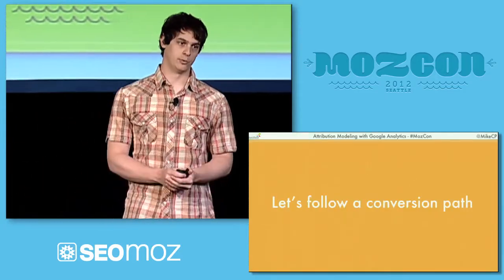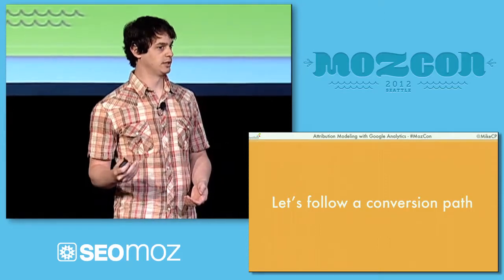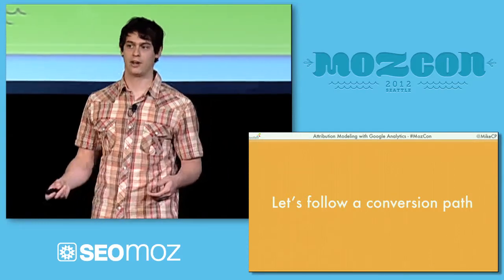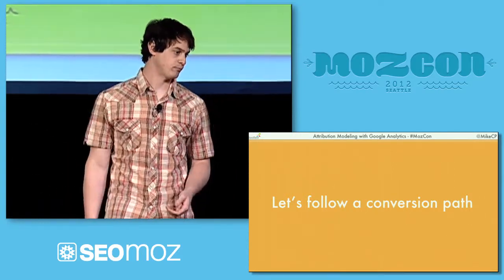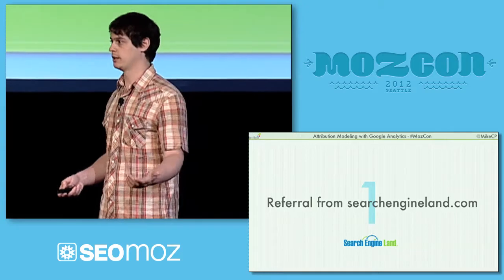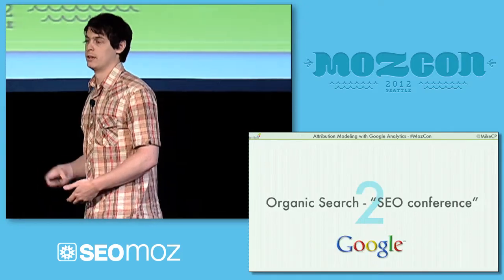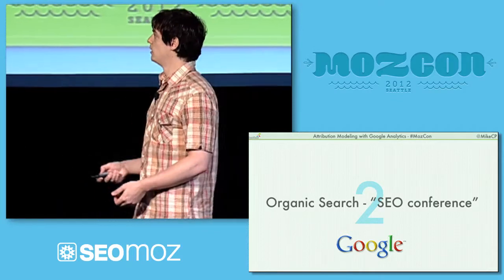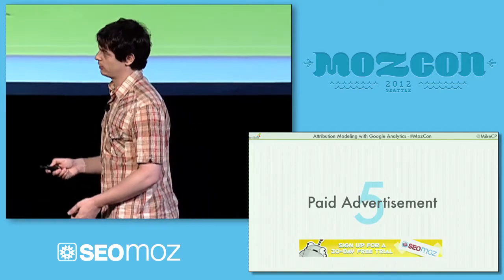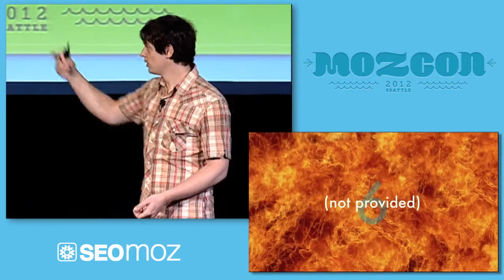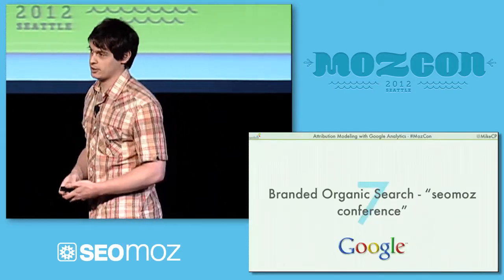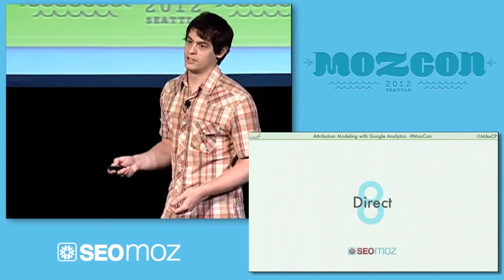So let's follow a regular conversion path. This isn't a real conversion path, but it's a very realistic one. Let's say this is an SEOmoz conference ticket, a very high value item, like $1,500 or whatever it is. The first touch, the first exposure to SEOmoz.org, is a referral from Search Engine Land. They click a link from a blog post maybe about SEO conferences. Then there's an organic search for SEO conference. Then there is a referral from Twitter, a direct visit, a paid advertisement click, a branded organic search for SEOmoz conference, a direct visit, and finally a purchase.